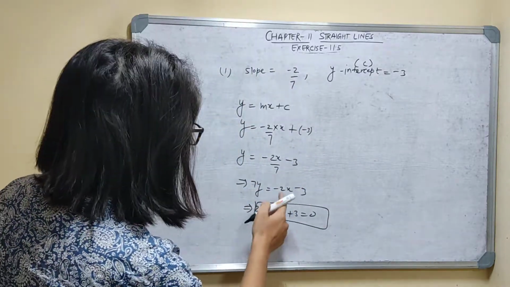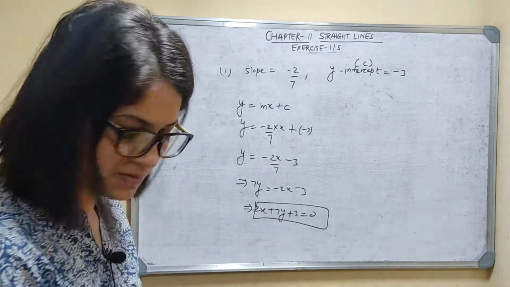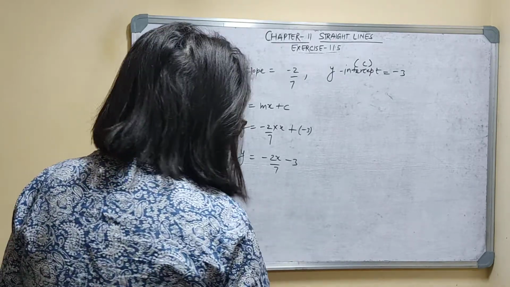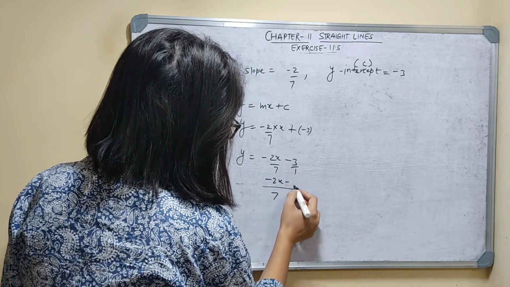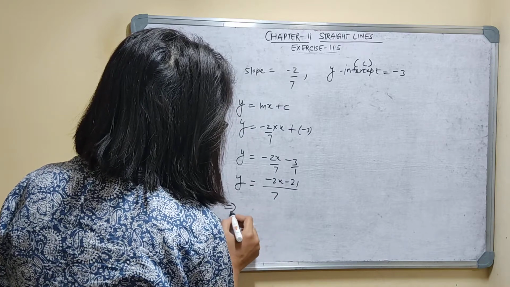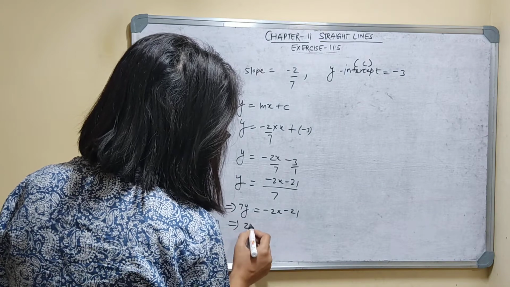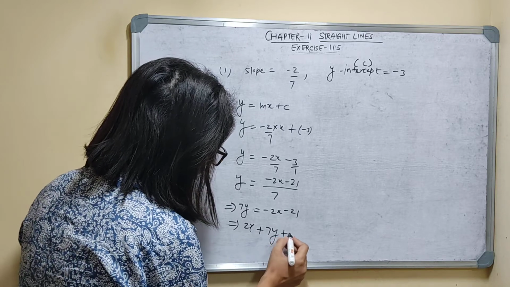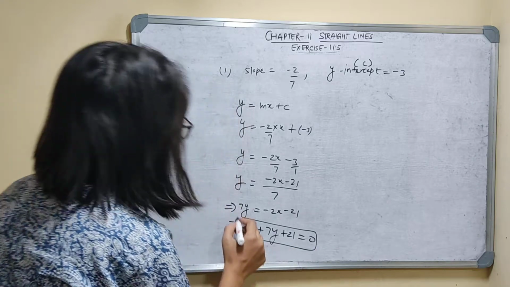2x plus 7y plus 3 is equal to 0. One minute, I have a mistake here. I didn't take the LCM. So here 7 is the LCM: minus 2x minus 21. So 7y is equal to minus 2x minus 21, or you can write 2x will come this side negative, so it will be positive, plus 7y plus 21 is equal to 0. 2x plus 7y plus 21 is equal to 0.